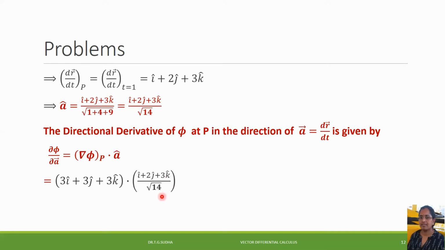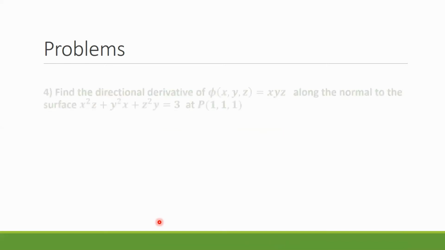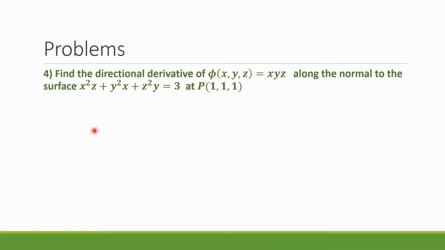Now let us take the dot product, that is 3 into 1, that is 3, 3 into 2, 6, plus 3 into 3, that is 9. So we get 3 plus 6 plus 9, that is 18 divided by root 14. So this is the required directional derivative of phi at P in the direction of the tangent along the given vector r. Now let us move on to one more problem.